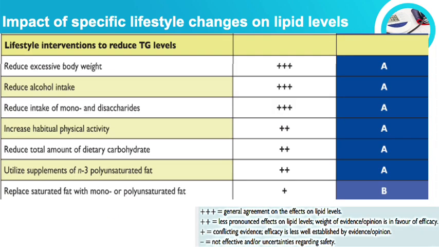As for lifestyle intervention that can help reduce triglyceride level, what is generally proven effective for lowering triglyceride is the reduction of excessive body weight, reduction of alcohol intake, and reduction in the intake of mono- and disaccharides. That is the reason why we need to advise our patients with very high triglycerides to lose weight, not to consume excessive alcohol, and also to reduce their rice intake or intake of food that is very rich in carbohydrates.